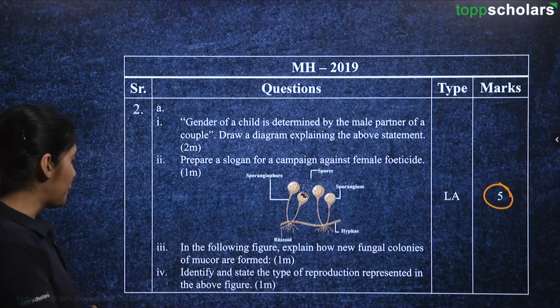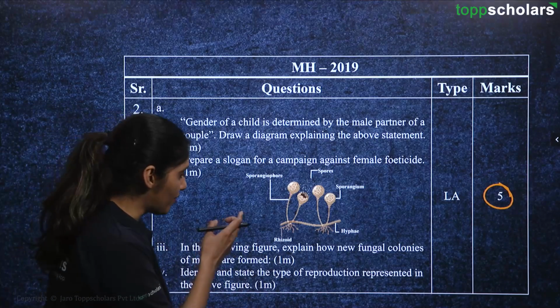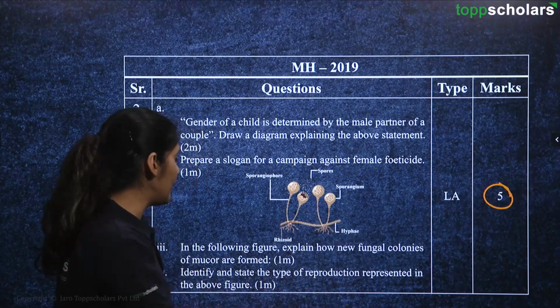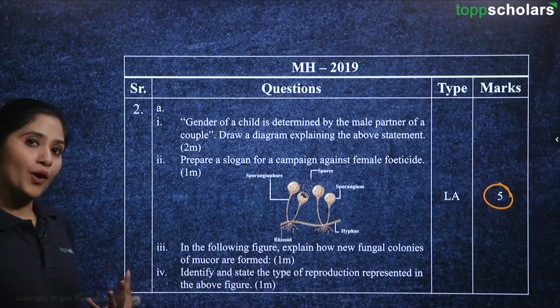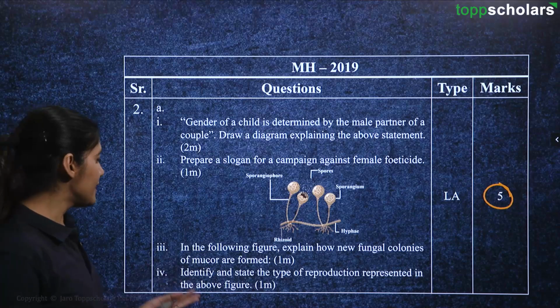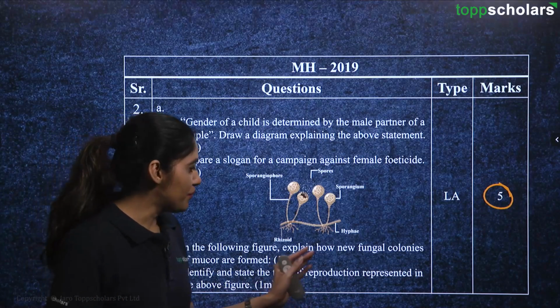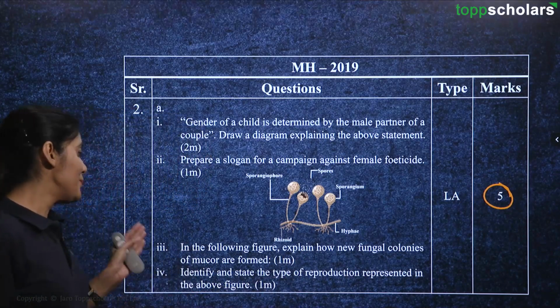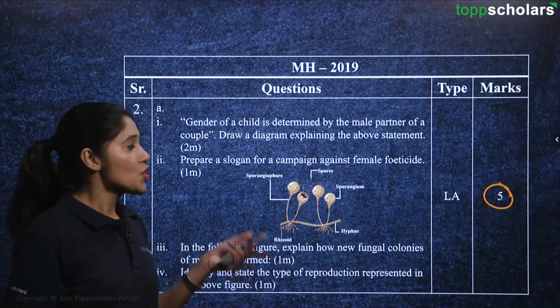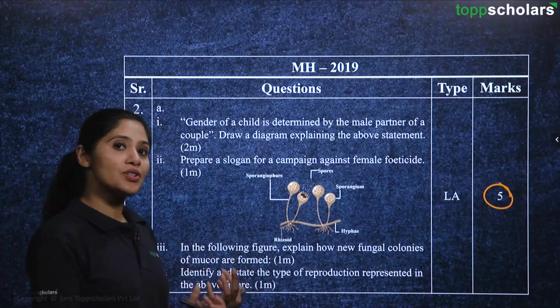Now the third sub question in here is, in the following figure, explain how new fungal colonies of mucor are formed. This is a 1 mark question. And then identify and state the type of reproduction represented in the above figure. So how does this spore formation take place?